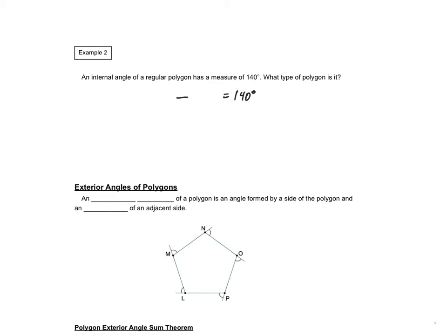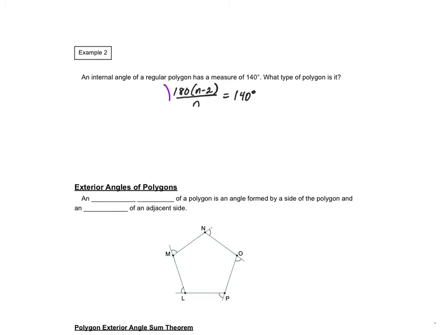And I know that I could find the entire sum of the interior angles by using our formula, 180 times n minus 2. And then we learned that that sum divided by the number of sides is going to give me the internal angle. So what I can do is divide this side by the number of sides, and that's how I would find one internal angle.